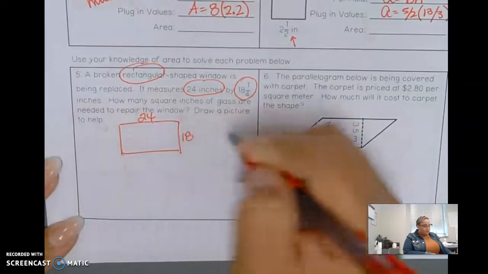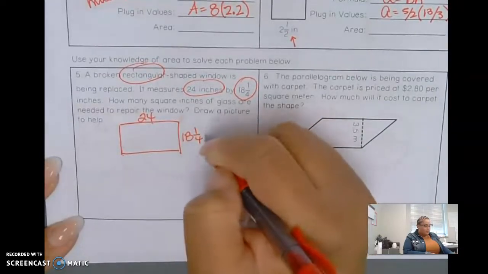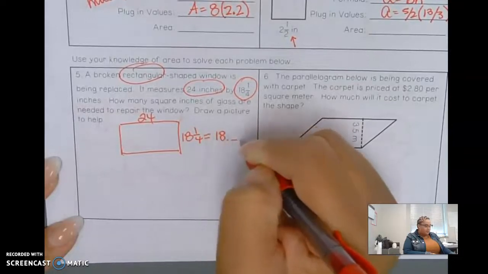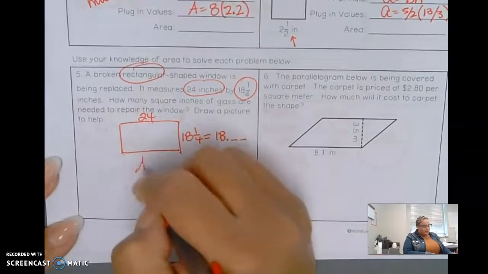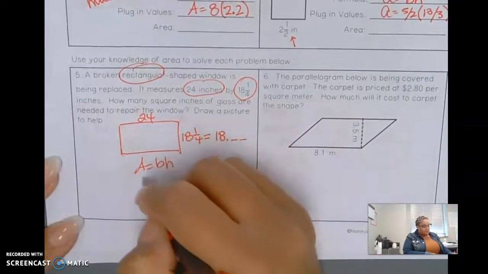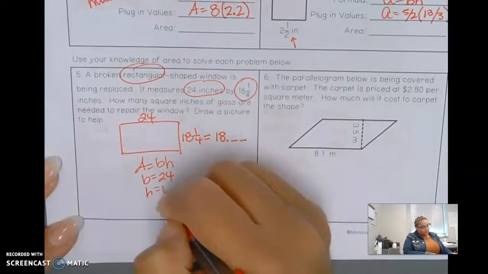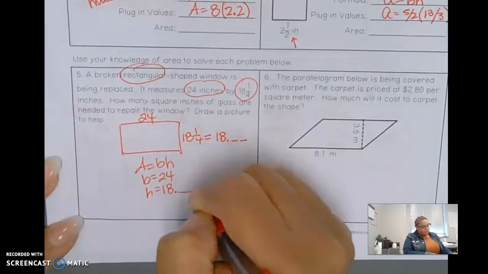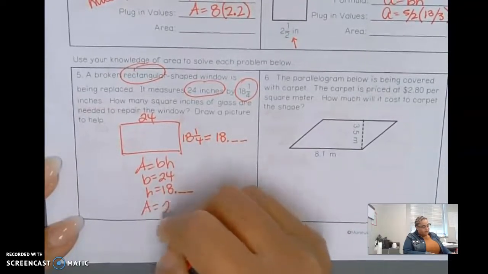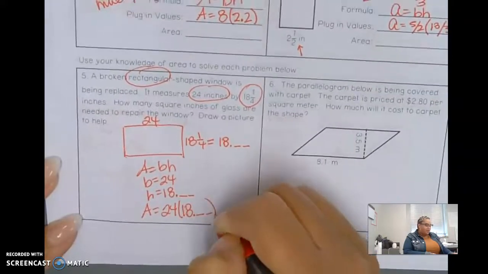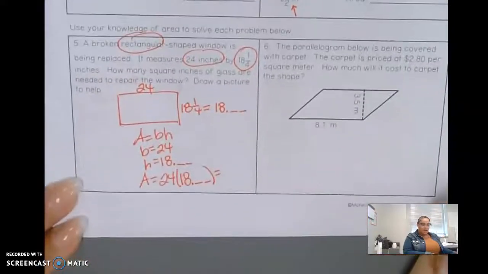24, 18 1/4. Convert to a decimal. 18 point something. A equals BH. B equals 24. H equals 18 point something. A equals 24 times 18 point something. Work it out.